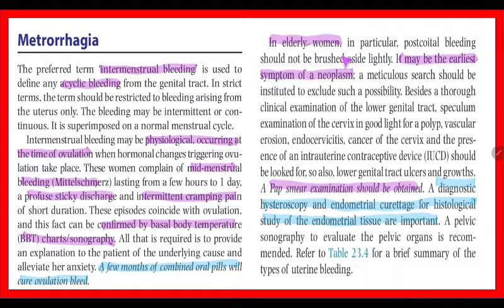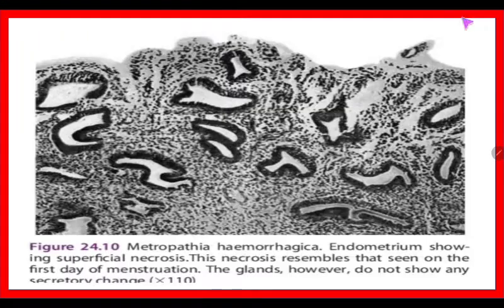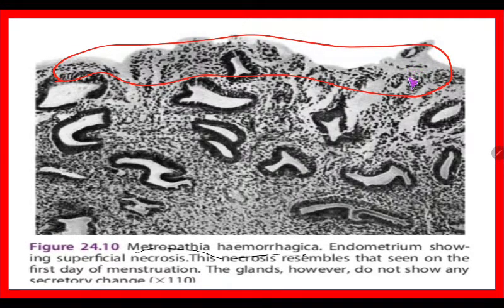But if it occurs in elder women, always be cautious. Intermenstrual or acyclic bleeding in elder age could be the earliest symptom of neoplasm. So we need to do a pap smear examination, a diagnostic hysteroscopy and endometrial curettage for histological study of endometrial tissue, so we can screen for carcinoma endometrium. The histological picture in metropathia hemorrhagica: the superficial layers have undergone necrosis and there is cystic dilatation of the endometrial glands.